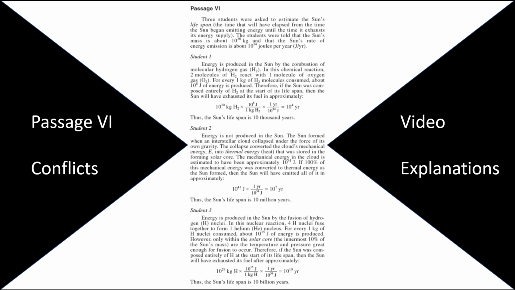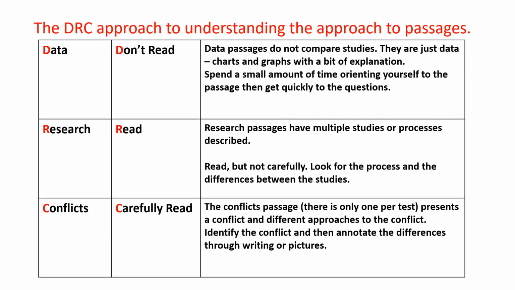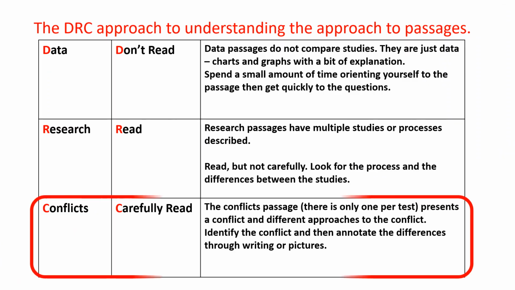This passage 6, it's a conflicts passage. We know it's conflicts because it says student 1, student 2, student 3. These will usually say student or scientist or maybe method. In our DRC approach, C stands for conflicts, which is carefully read.